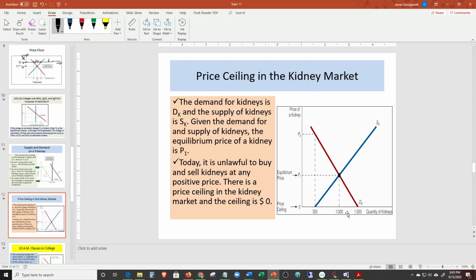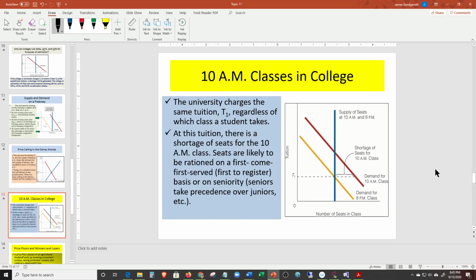Kidney market, it's against the law to buy kidneys and to sell kidneys. So there is a shortage there. And gosh, I suppose there's usually an illegal market in these. And you hear about those sometimes.